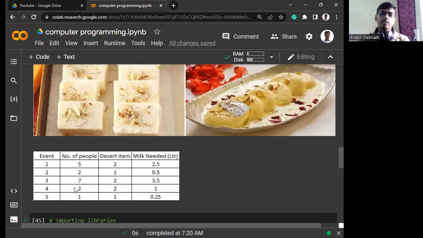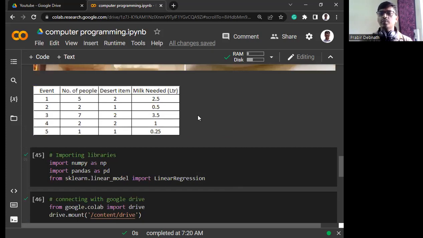In the fourth event, number of people were 2 and dessert items were 2 and the milk requirement was 1. And in the fifth event, number of people was 1, dessert item was 1, and the milk requirement was 0.25 liter. So this is the experience set your mother is sharing with you, and you need to understand the rule or the formula from this data or the experience set. So this is the machine learning model.